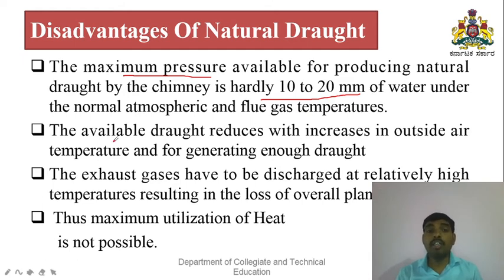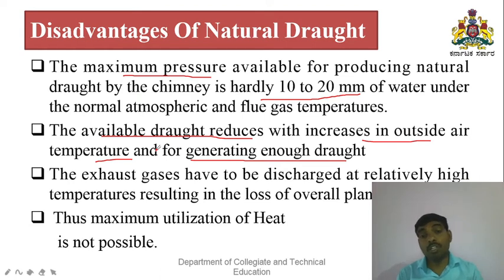And secondly, the available draught reduces with an increase in the outside air temperature. So the available draught reduces as the outside temperature increases. By using natural draught, there may be a temperature increase in the outside air.